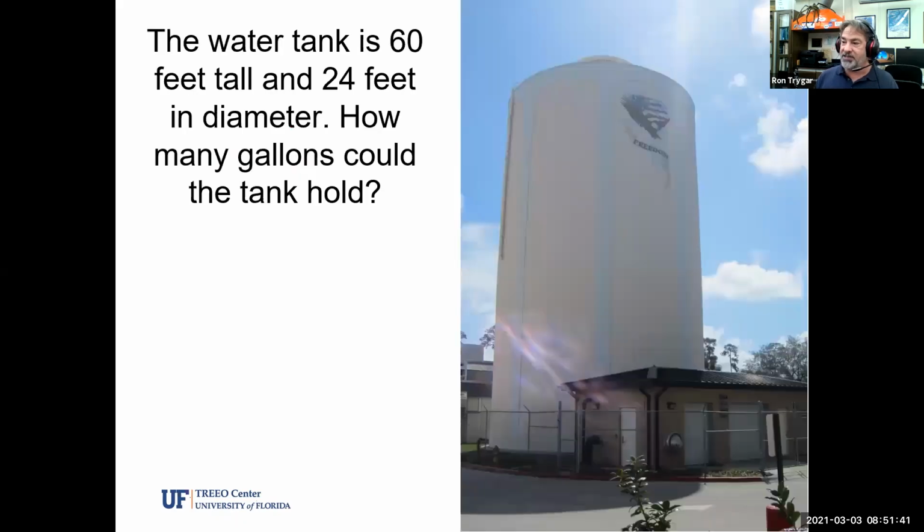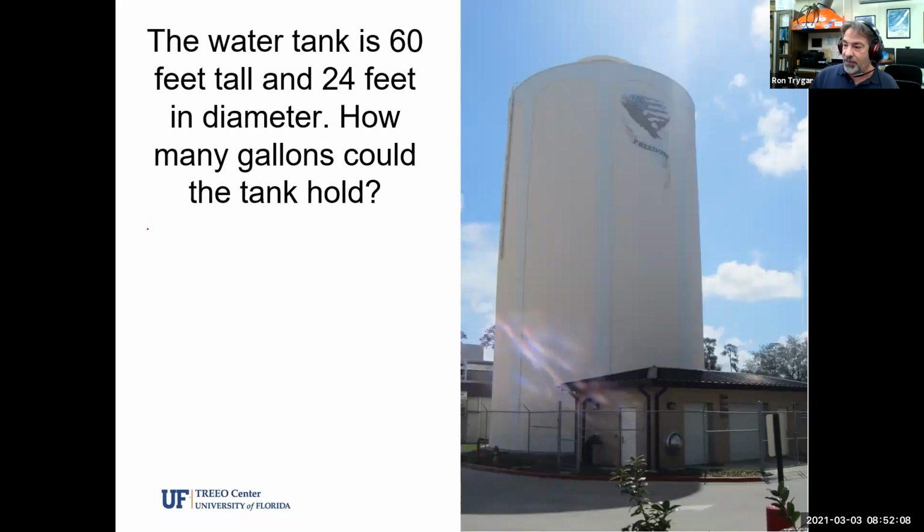A water tank is 60 feet tall and 24 feet in diameter. How many gallons could this tank hold? Now, there's no extra information in here to say that the water elevation is this or anything like that. So we're just going to use the numbers that are given as saying how many gallons could the tank hold if it was filled up. So let's use the formulas that we have already talked about.